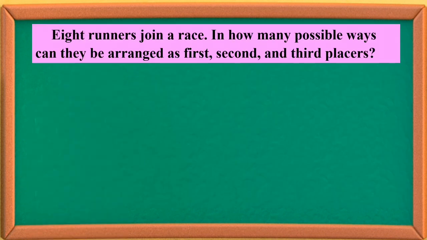Suppose 8 runners join a race. In how many possible ways can they be arranged as first, second, and third placers? I'm giving you 3 minutes to answer this problem.